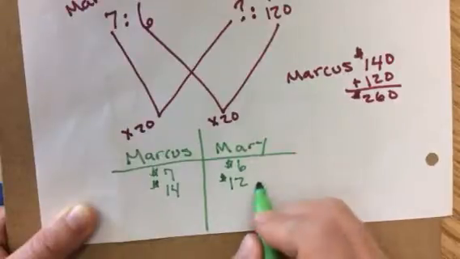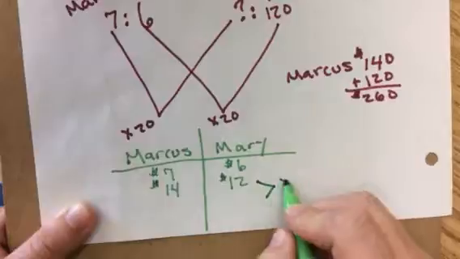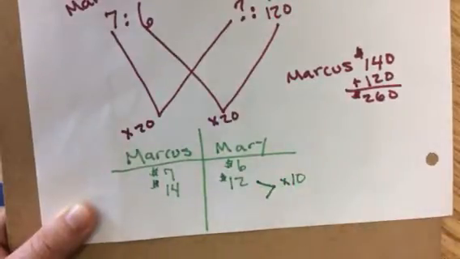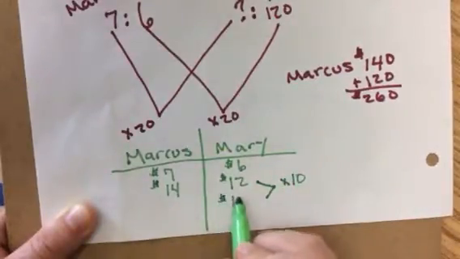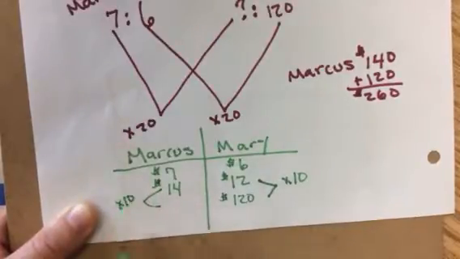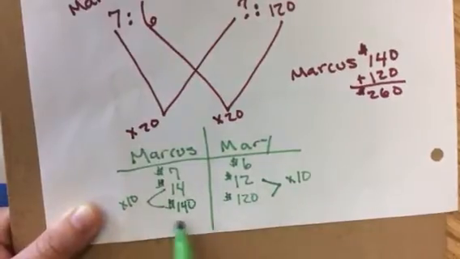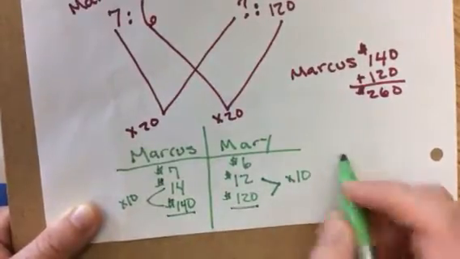The students haven't done this yet, but they might notice, ooh, we could just do 12 times 10 and skip count to get 120. Therefore, I need to do 14 times 10 to get 140. Again, 140 plus 120 is $260.